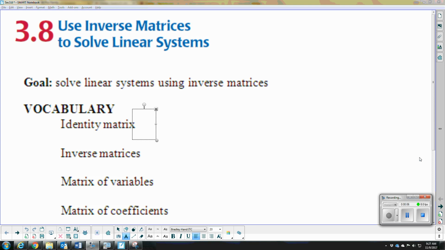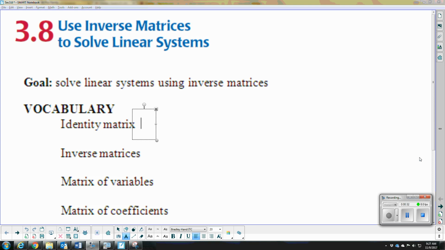This is about solving linear systems. So if you remember from a couple lessons ago, we solved linear systems with two variables using substitution or elimination. And then we solved linear systems with three variables using elimination and then eventually substitution or elimination. But we're going to now solve linear systems using matrices.